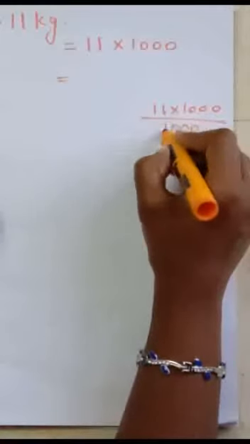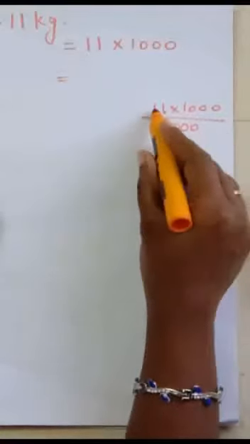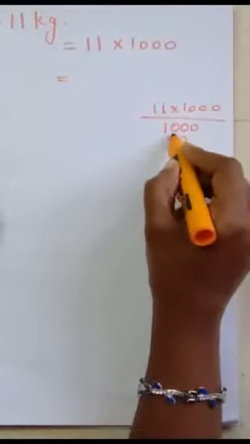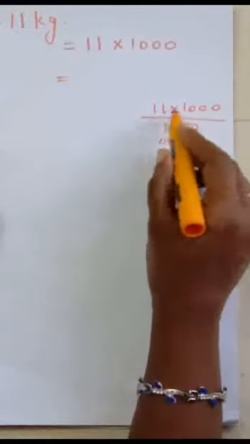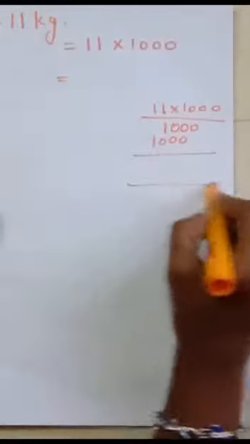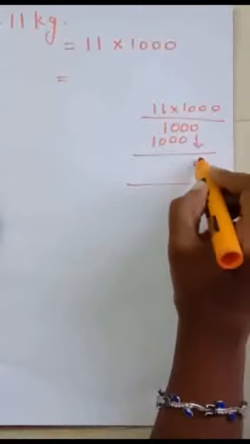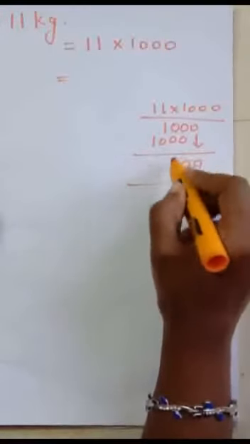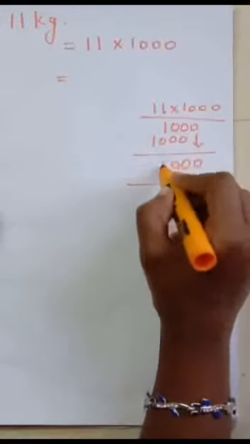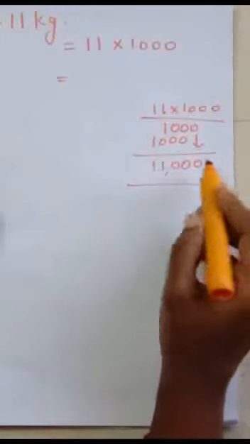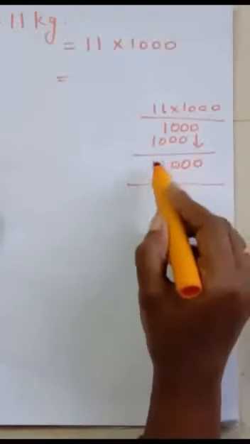1 ones are 1. Similarly, the same way, 1 into 0 0 0, and again 1 into 0 0. 1 ones are 1. So how do we do this? 0, again 0 0, 1 plus 0 is 1 and 1. So what is our answer? Ones, tens, 100, 1000, 11,000. So our answer is 11,000 gram.